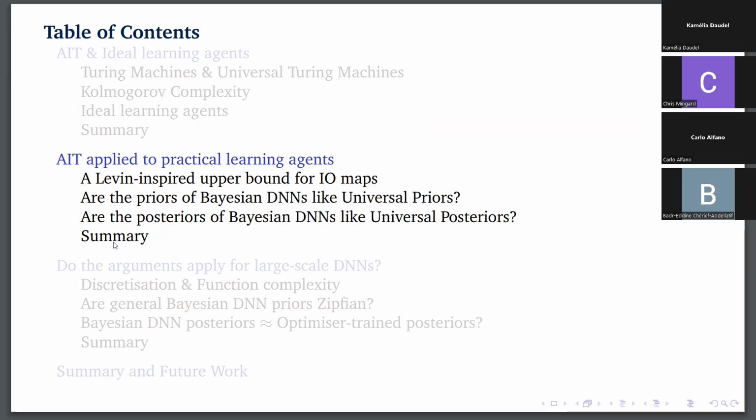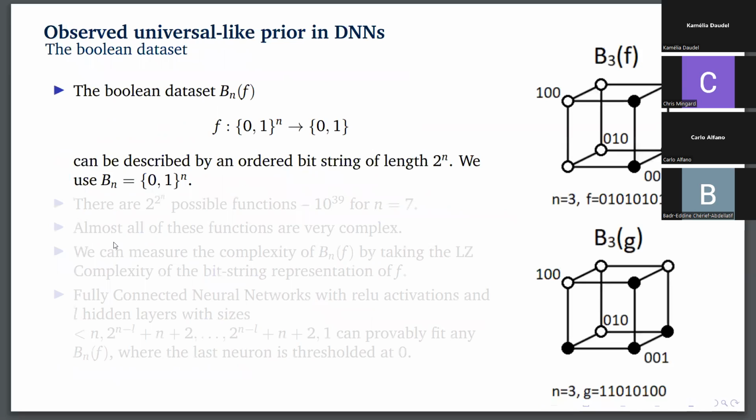including neural networks. So I'll try and whiz through this because I realize it's taken a bit longer than I thought it would, sorry. So we often use this particular data set to do our experiments because it has a very nice complexity measure. The Boolean data set is a function from binary strings of length n to 0 or 1. So you can describe it by an ordered bit string of length 2 to the n.